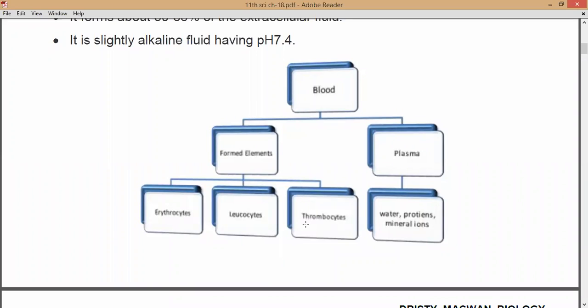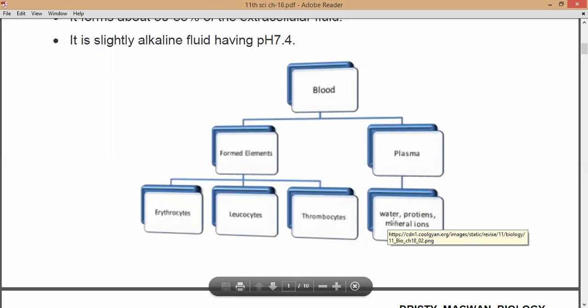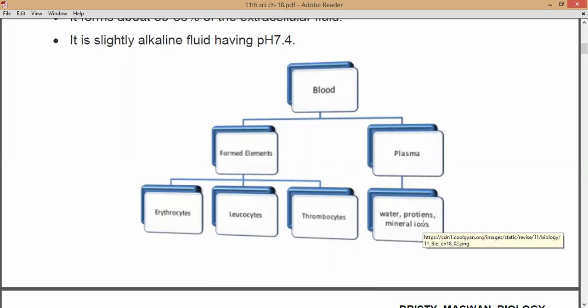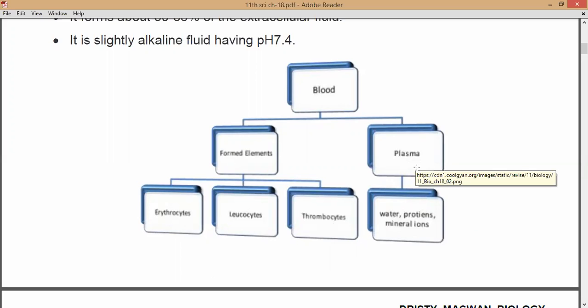And the third and the last one is the thrombocytes, and these thrombocytes are nothing but the platelets, right? So these are the three different types of cells which are found in the blood. And the plasma content contains water, proteins and several mineral ions. So if it is asked what the blood plasma is made up of, that is water, proteins and the mineral ions. And the three different types of blood cells are erythrocytes, that is RBC, leukocytes, that is WBC, and thrombocytes, those are platelets.